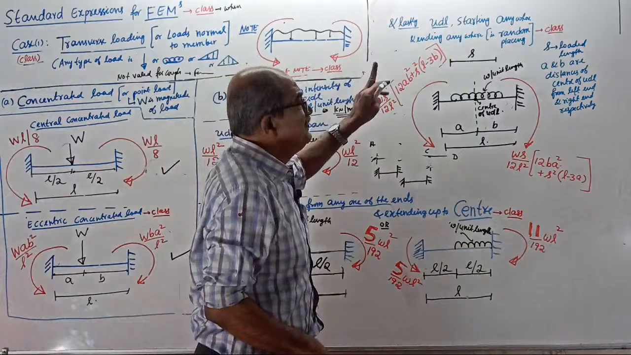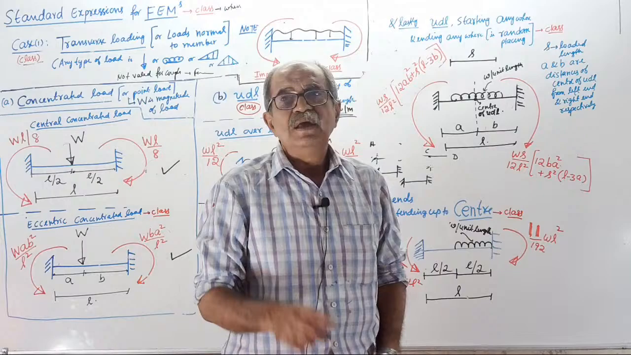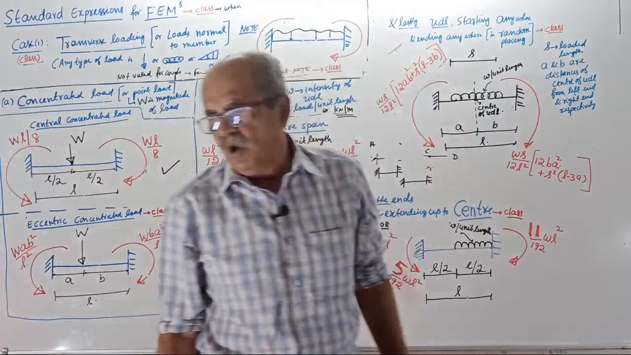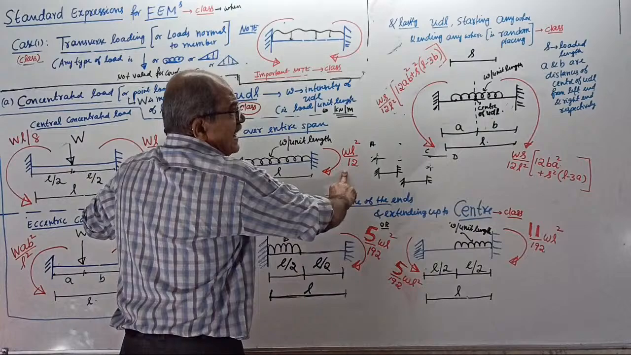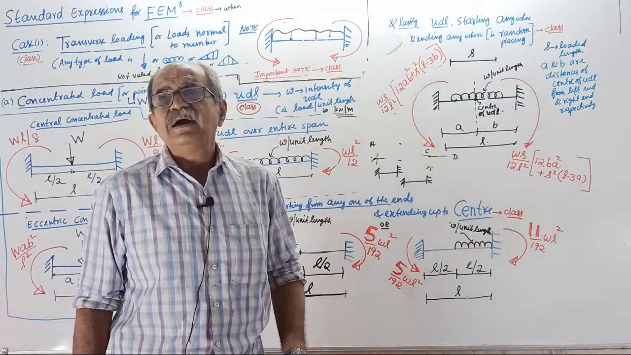Otherwise, whether it is UDL or UVL, define intensity small w, and all will come in terms of W into L square. Clear? Except that special case. Make a note. Clear now? W into L square will come. Okay. Now, start. If both ends are fixed with a full UDL, remember both are equal, WL square by 12. How to remember? Remember as WL square by 12 only. Nothing can be done.